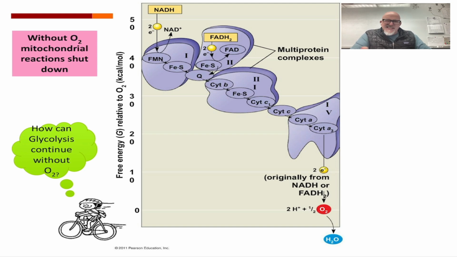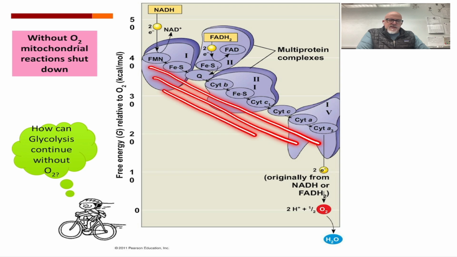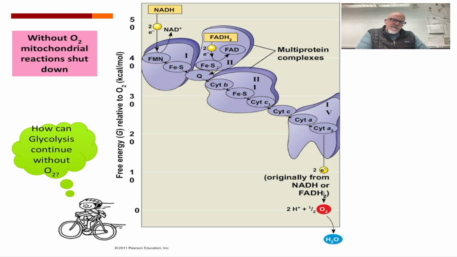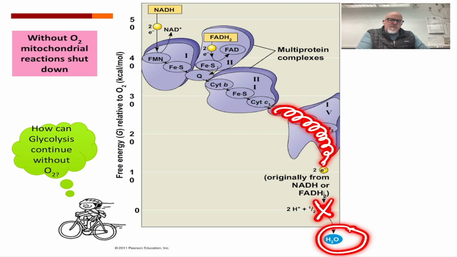Remember, I gave that kind of silly analogy. I said it's like that conveyor belt at the Cub Foods or wherever you do your shopping. This will keep going and keep going. And if we don't have oxygen to make that water, this whole thing will back up and back up to the point where these will not get emptied. So we won't get any more of that and we won't get any more of that.